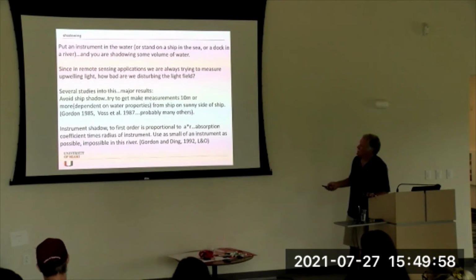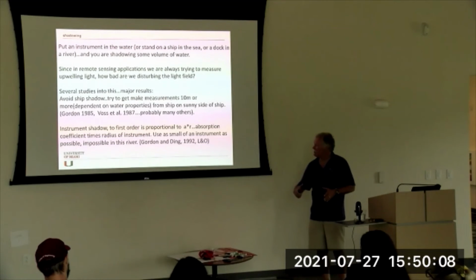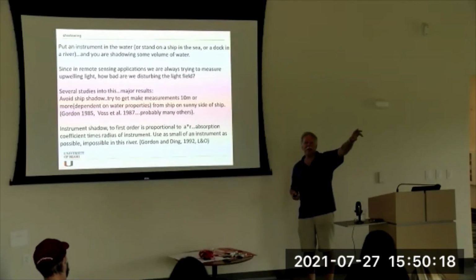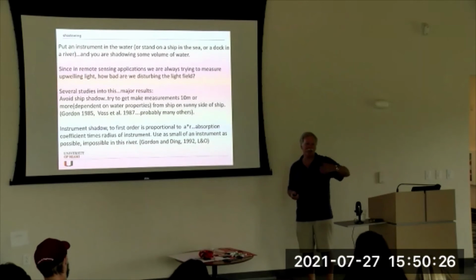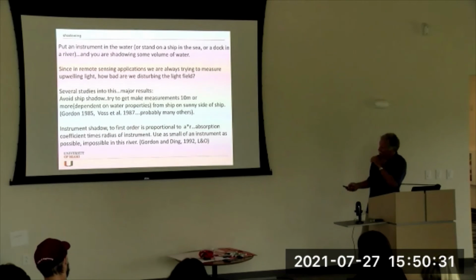But instrument shadow is important all the time, and it's usually proportional to the absorption coefficient times the effective radius of the instrument. So the idea is you try to use as small of an instrument as you can to shadow as little as you can. So what do you think about shadowing out here in this water? It's going to be huge. Okay, so that's why I said above water techniques are sometimes better as you're doing less instrument self-shadowing. But you should take this into account when you're making your measurements.